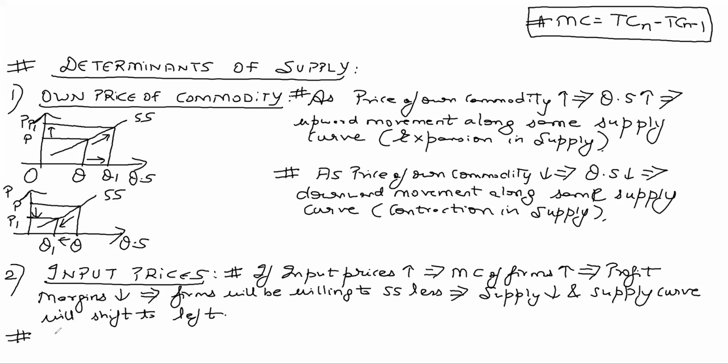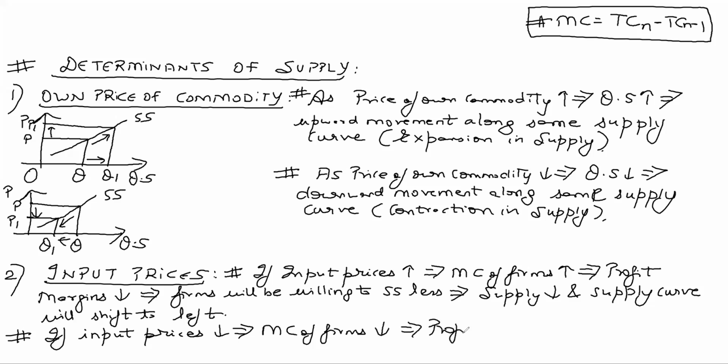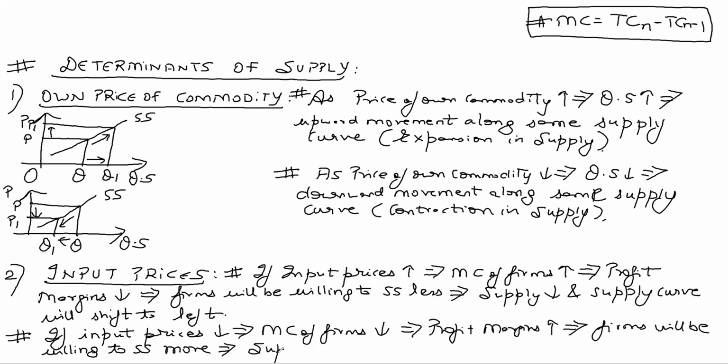And similarly, I can make the second point. If input prices fall, marginal cost of the firms go down, profit margins go up, which implies firms will be willing to supply more, which implies supply goes up and the supply curve will shift to the right. So I hope students are clear with this.